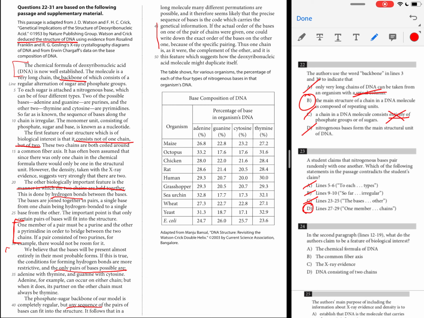24, in the second paragraph, what do the authors claim to be a feature of biological interest? Okay, so this is just the topic sentence of that paragraph, and it's about it being of two chains. So this is where skimming is super helpful, because clearly the answer is going to be D. I didn't read that paragraph.